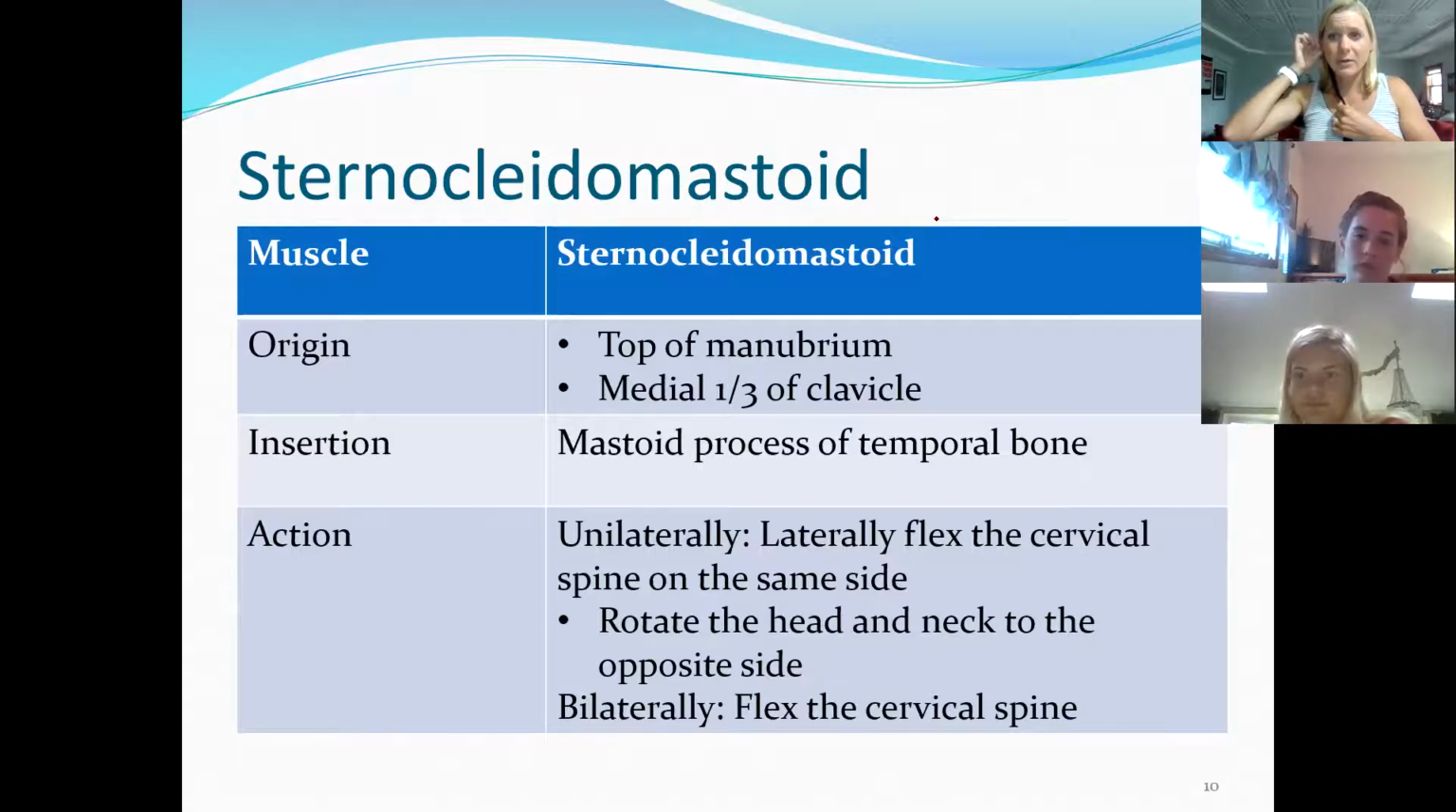Okay. So it can do three things. It can do regular flexion bilaterally, can do unilateral lateral flexion on the same side, and it can do rotation to the opposite direction.